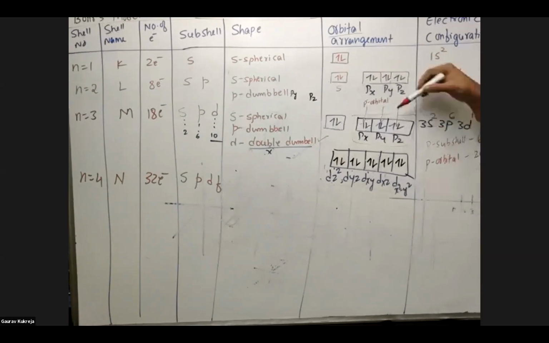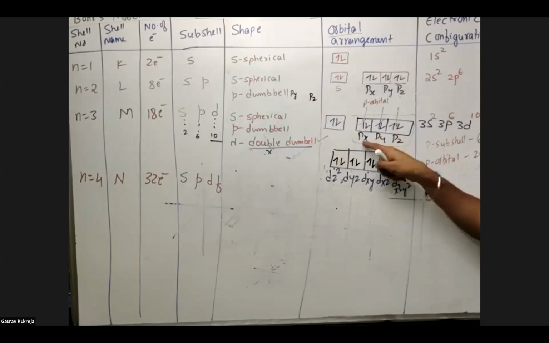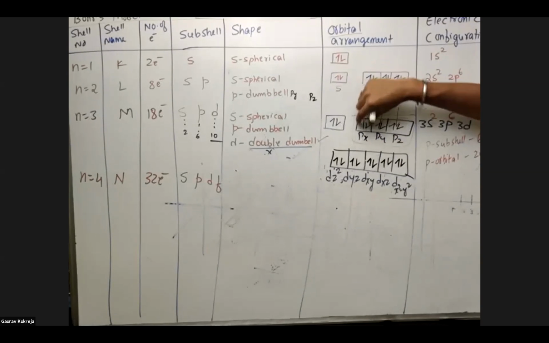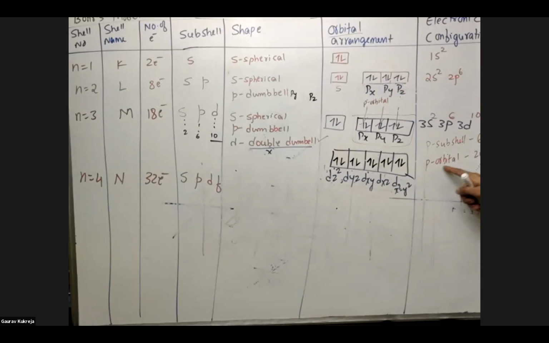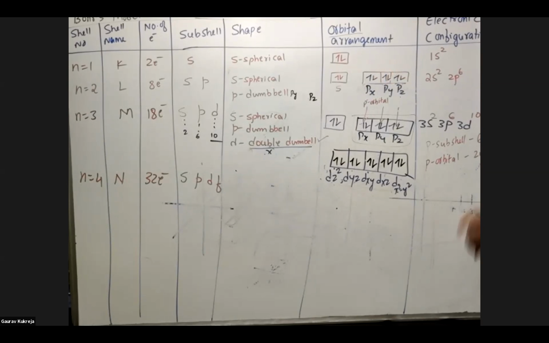That means P orbital, they are talking about one of them, one of these axes. See, they simply ignore the axis there because all the 3 are different axes. So individual box, if you want to mention, then say it as P orbital. All the 3 collectively, if you want to say, then you call it P subshell.